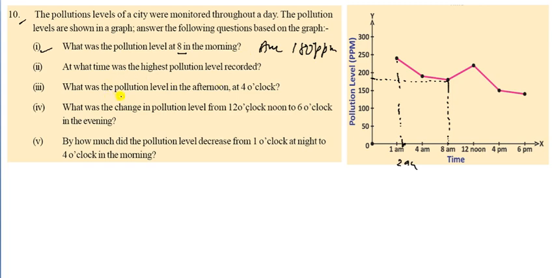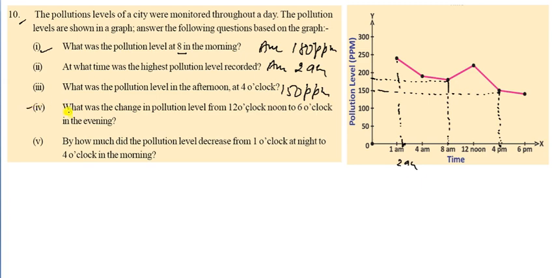So you can write your answer, it is 2 am. What was the pollution level in the afternoon at 4 o'clock? 4 o'clock afternoon, this one. So you can go upward and with the help of scale. So you can see here, and that is 150 ppm. So you can write here 150 ppm.